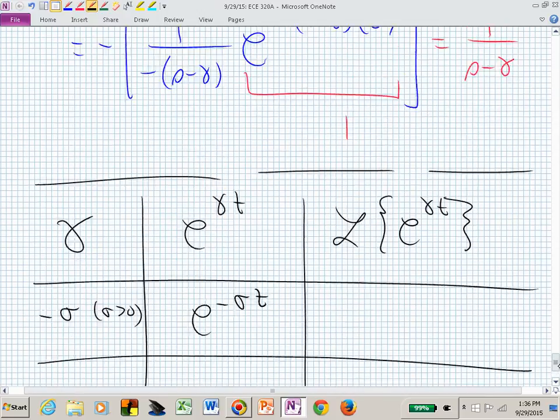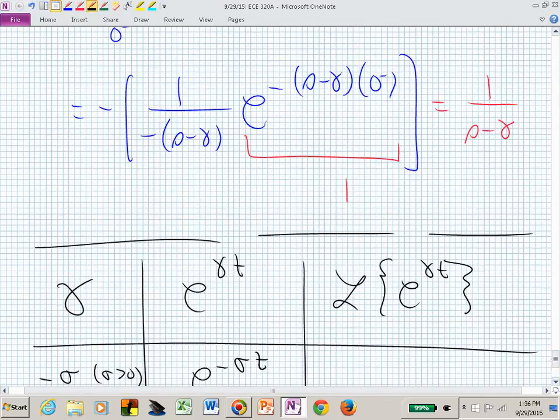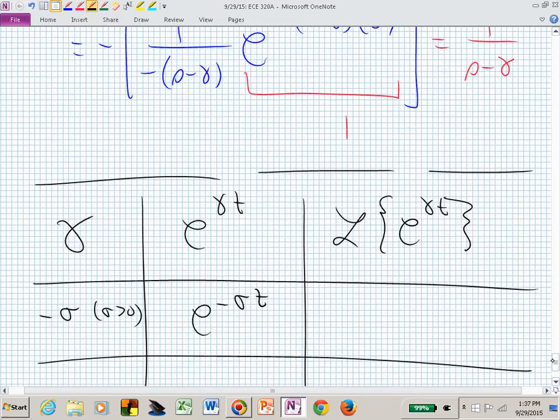And based on what I just derived, I replace gamma with minus sigma in this 1 over s minus gamma formula, and the Laplace transform of a decaying exponential is 1 over the quantity s plus sigma.